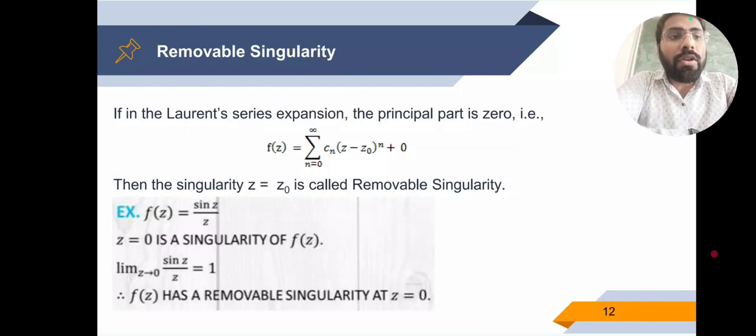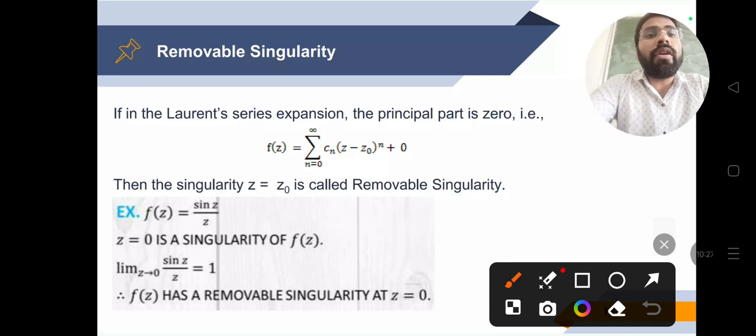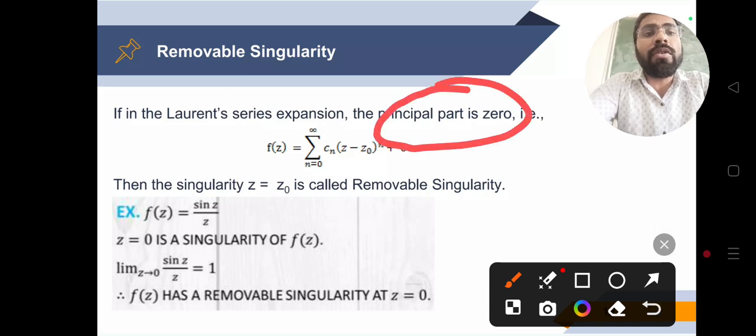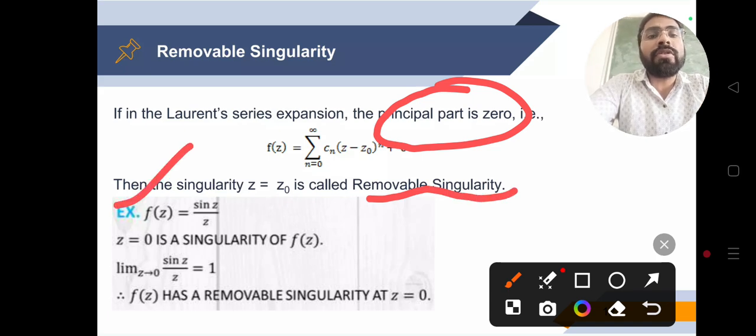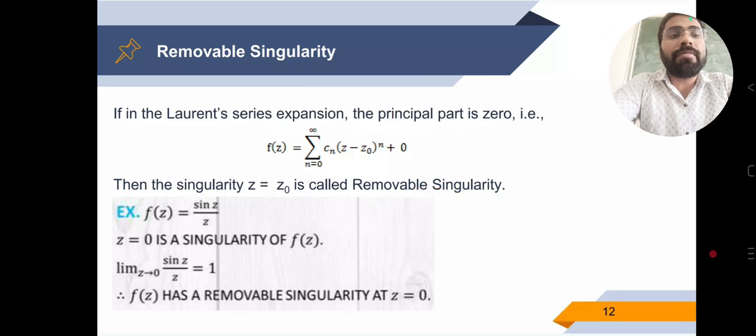Again we come to removable singularity. What is removable singularity? It is also a non-isolated singularity. If any function's Laurent series expansion has principal part 0, उसमें principal part नहीं होना चाहिए, then that singularity z0 is said to be removable singularity. For example, we are having sin z upon z. Here z is equal to 0 is removable singularity because it has not any principal part.